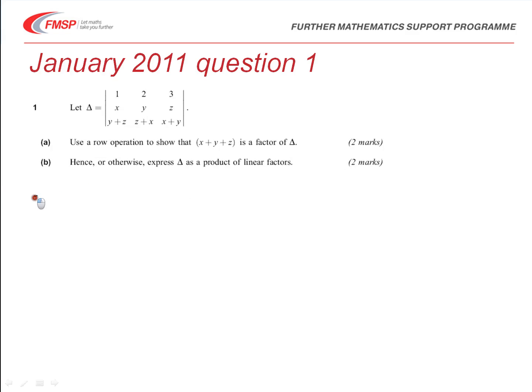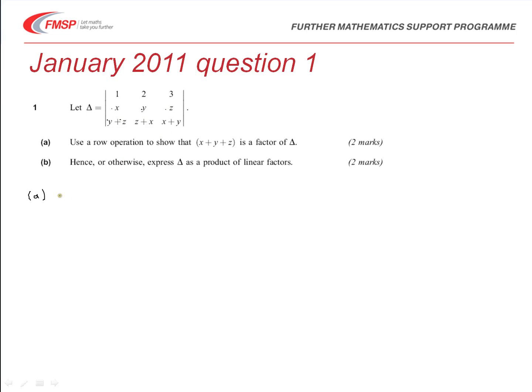Well, in part A, it's a show that. So we've got to show firstly what this factor is, x plus y plus z, or where we get that factor from. So we can see we've got an x, y and z in that first column. We've got an x, y, z in the second column and an x, y, z in the third column.